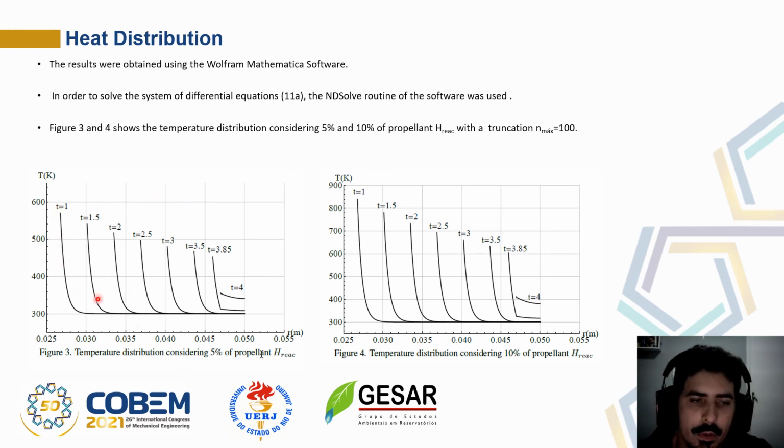Each line represents the temperature distribution for a specific step of time, and the left side of each line represents the moving boundary that is growing over time. And on the right side we can see the temperature of the combustion chamber that is growing. The temperature is growing slowly because the propellant is insulating it, protecting the combustion chamber.